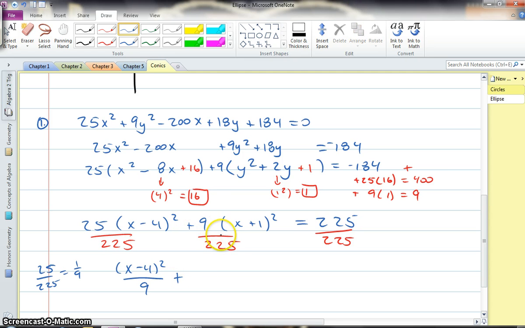Plus 9 over 225 is 1/25. So 9 over 225 reduces to 1 over 25. Put it in your calculator and just hit math frac. It'll reduce it for you. Oops, I made a mistake. This is a y. So (y + 1) squared over 25, again coming from here, equals 1. Now, you might think we're done, but we're not done yet.